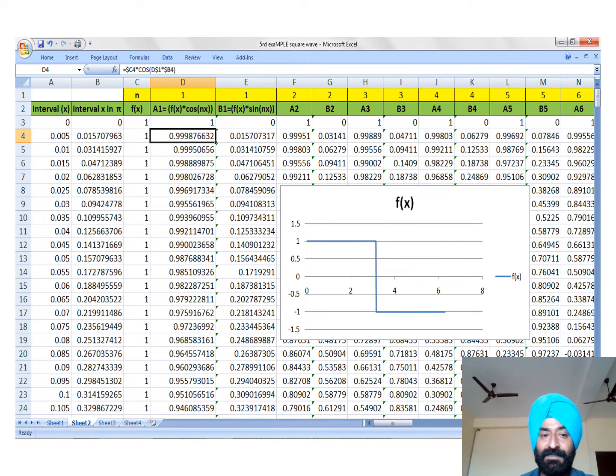For example, in this spreadsheet, we have organized the first column to include the value of x at regular steps. Then in column B we write x in terms of pi. In column C we define the function, which takes the value 1 from 0 to pi, and then from pi to 2 pi it takes the value minus 1. Then columns D, E, F, G are used to calculate the Fourier coefficients at each x value. These are termed A1, B1, A2, B2, A3, B3, A4, B4 up to A10 and B10.